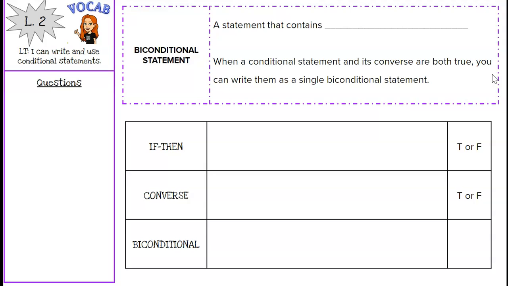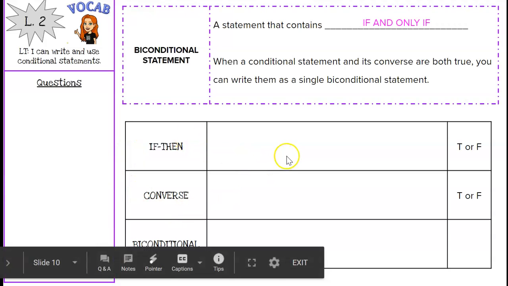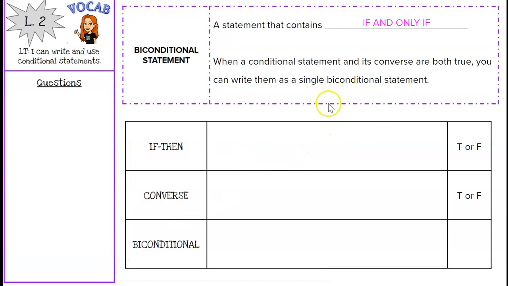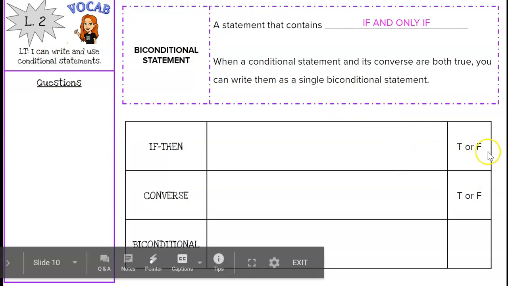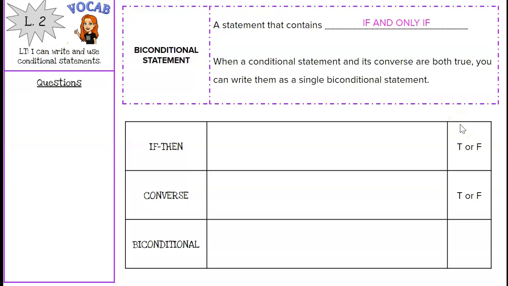Biconditional statement. A biconditional statement is a statement that contains if and only if. So this is a statement you can write when a conditional statement and its converse are both true. So the if-then form and the converse are both true. You can write them as a single biconditional statement. So we're going to practice this with this statement here. If an angle is a right angle, then its measure is 90 degrees. Well, that's the definition of a right angle, so that is true. So if you have a right angle, then you know for sure it's a 90-degree angle.